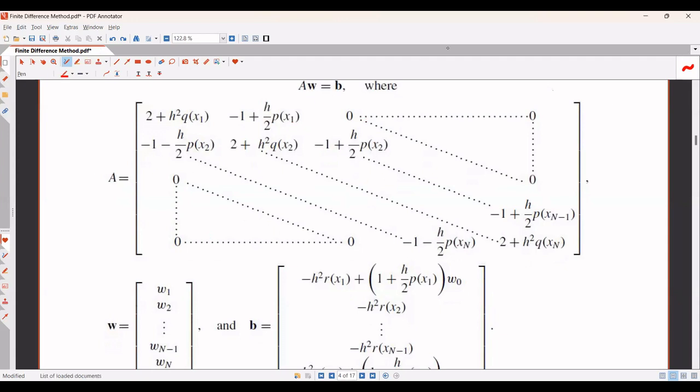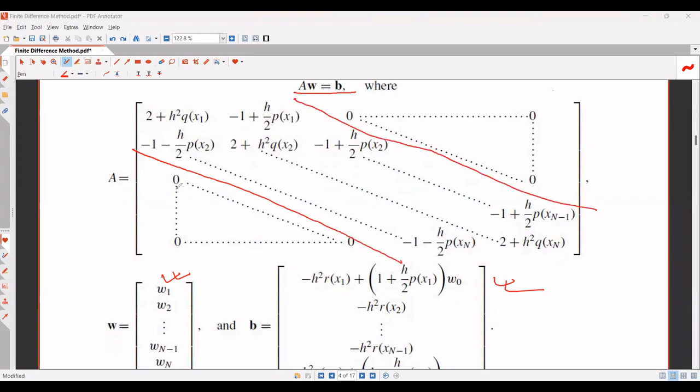The matrix form is AW equals B. You are familiar with this form, where A is this matrix. These are just the coefficients we got from the simplified equation. The W column vector contains the variables, and B is the right-hand side in the simplified equation, right? So this system would always look something like this, where you have a band of non-zero values here, but the remaining values are all zeros.